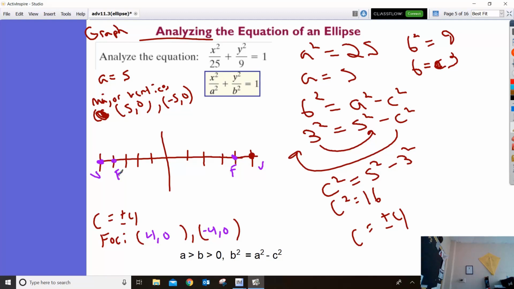And B was 3. Those things you plot on the x-axis or the y-axis? Y-axis. You plot on the y-axis. They're minor vertices. You got one at 0, 3, one at 0, negative 3. Now you can draw your football, kids.